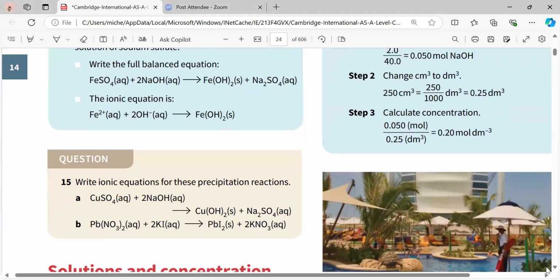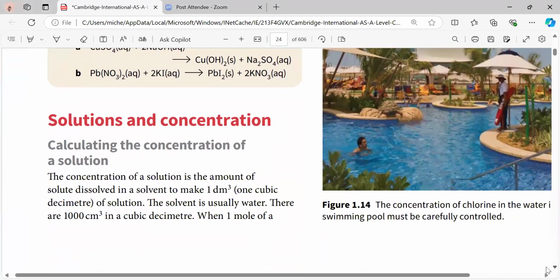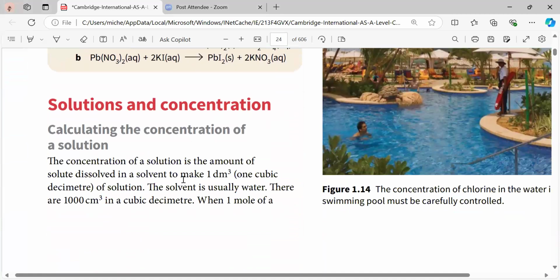And here we have another worked example. We're going to go through that next week, and it also serves as a review. We're going to discuss this in a little bit since we still have a few minutes before the class ends. So, calculating the concentration of a solution.